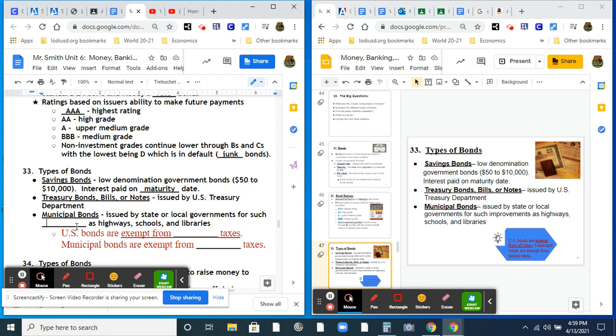Whether it's city or state, call it municipal. And that's the money used to make highways, schools, libraries, because they're going to want future loans. Cities and states tend to repay these at a high rate. These are pretty reliable investments.